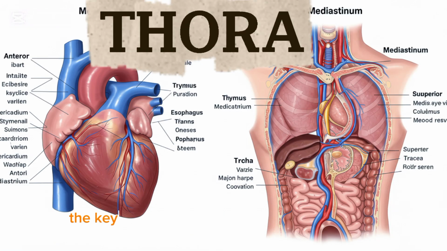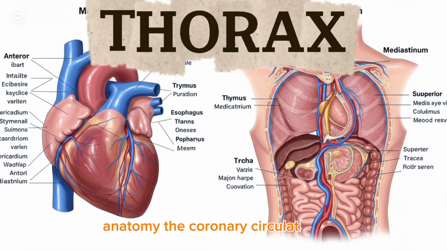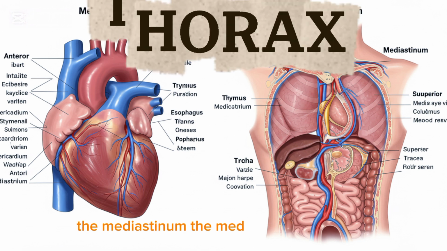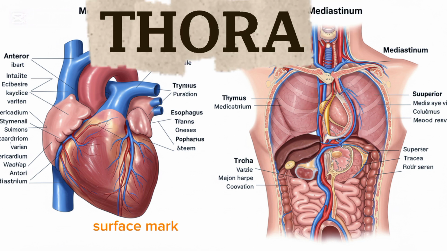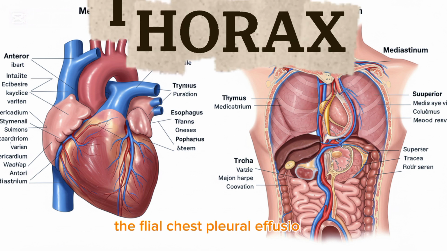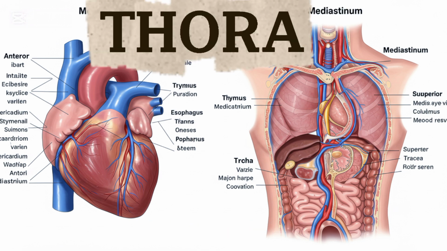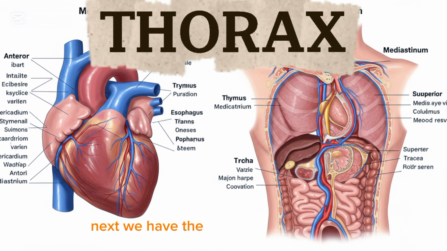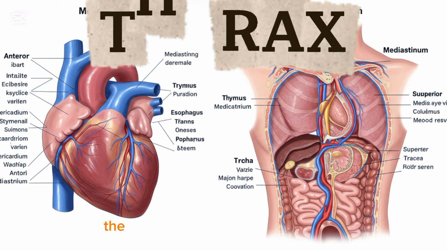Thorax. The key topics include the pericardium and heart anatomy, the coronary circulation, the mediastinum and its divisions, the lungs and bronchopulmonary segments, surface markings of heart and lungs, the ribs and thoracic outlet, the flail chest, pleural effusion, intercostal nerve space, and arterial supply to this space. Cardiac tamponade. Next, we have the teratology of pathology. It's an abnormality under development of the heart, diaphragm, and the openings.